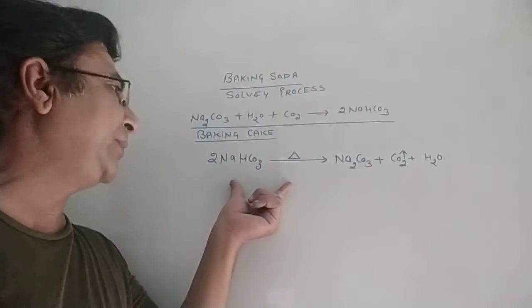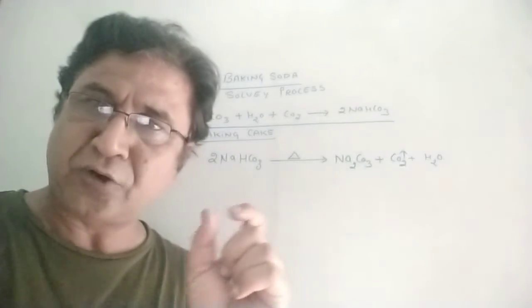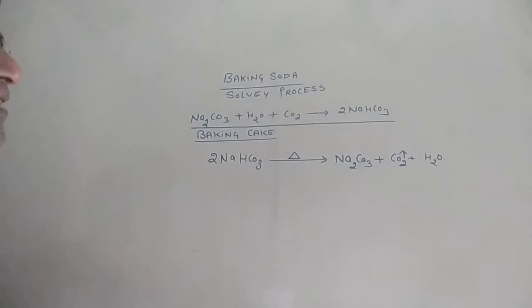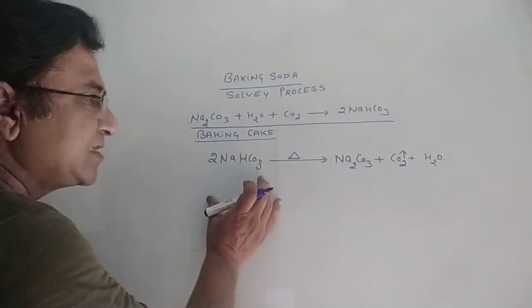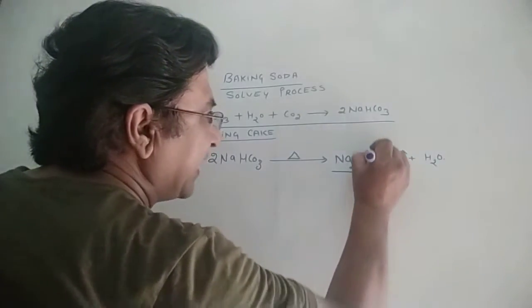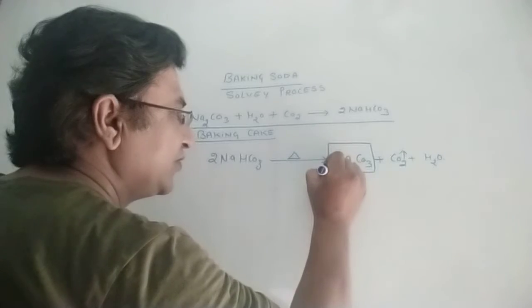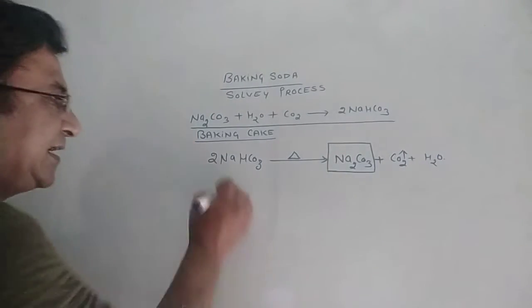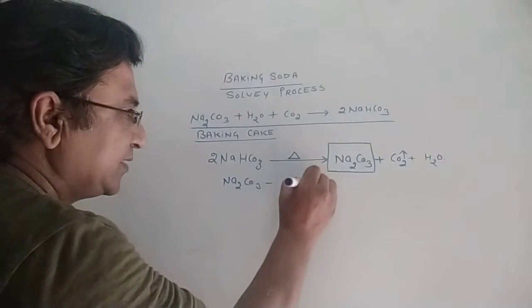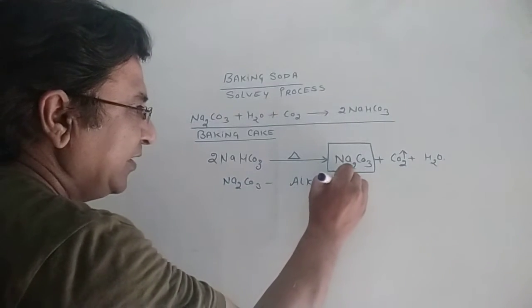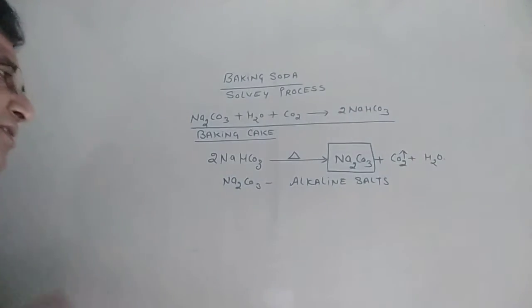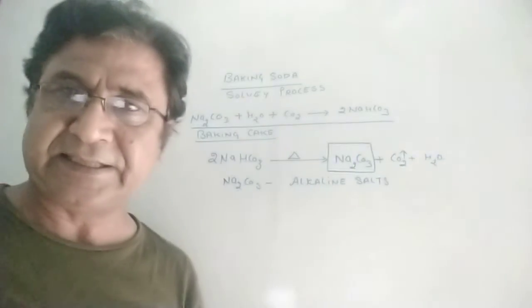If it is not done, the cake will not be fluffy. It will be a little harder, so not good in taste also. But in this case, sodium carbonate is left behind. And sodium carbonate is a salt which is alkaline in nature. We know that alkaline salts can make things bitter. Because it is alkaline, it can make the taste bitter.